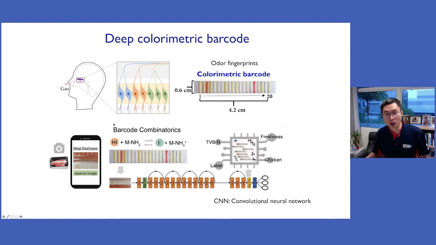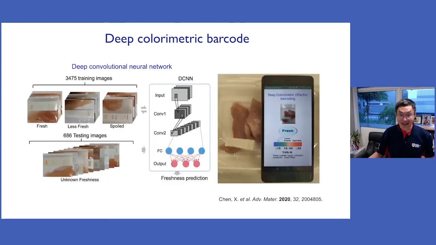So from here, we derived the so-called deep colorimetric barcode. The barcode mimics the receptors, and here we use the CNN, convolutional neural network, to mimic the brain. And then of course we can do a lot of classification and quantification based on the color change. Then we can really use this to distinguish food freshness, especially for meat. You can tell whether meat is fresh or not fresh or spoiled. This is just based on the readout. You can do it, but of course you can read more information in these papers.